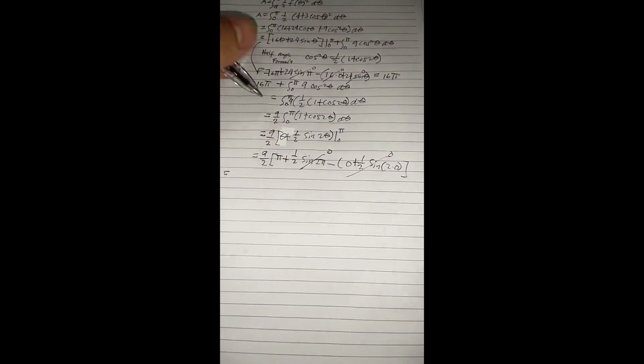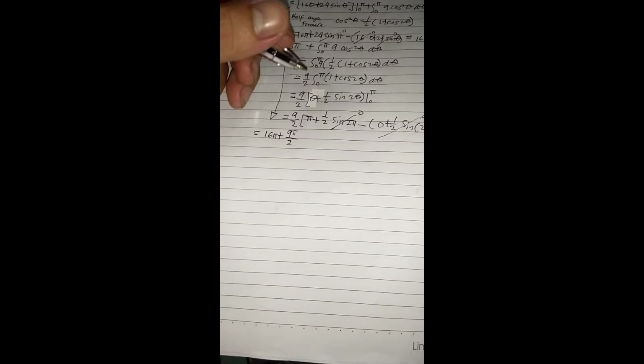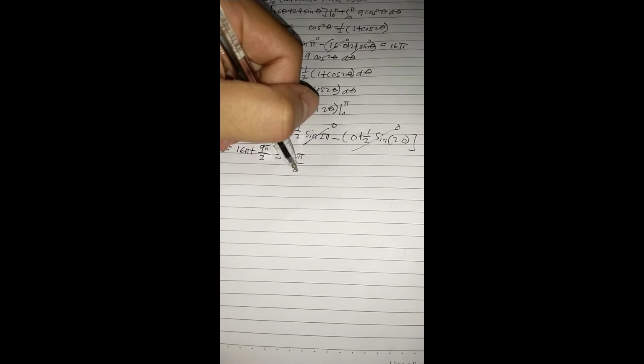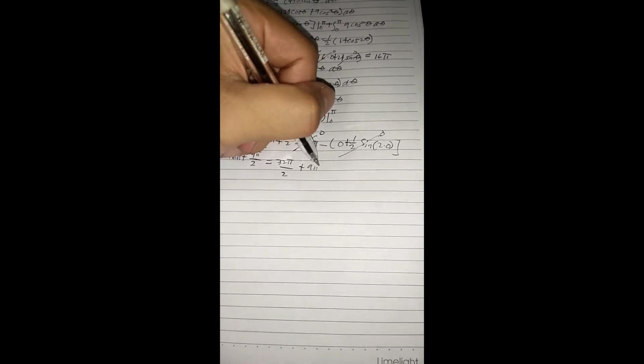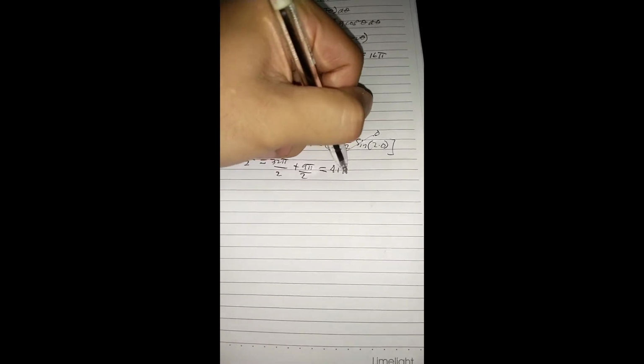So this equals to 9 pi over 2, then bring down the 16 pi. So 16 pi plus 9 pi over 2. Then this is equals to 32 pi over 2 plus 9 pi over 2. And our final answer is 41 pi over 2. So this is our final answer.